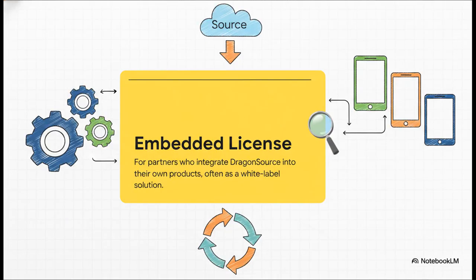And that third path, that's the embedded license. Think of this as the engine inside license. It's designed for our tech partners who want to build DragonSource's power directly into their own apps, often under their own brand name. That's what we call a white label solution.